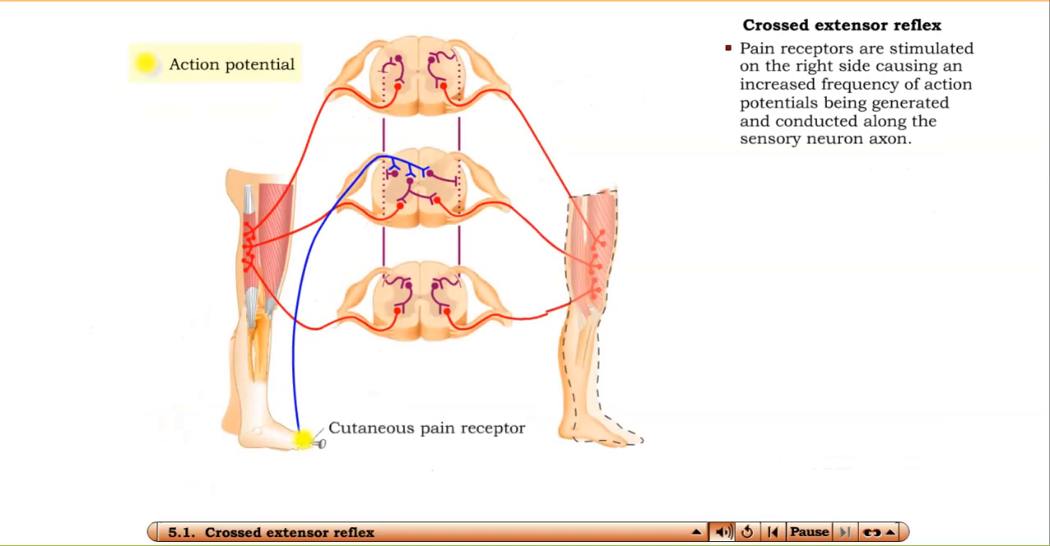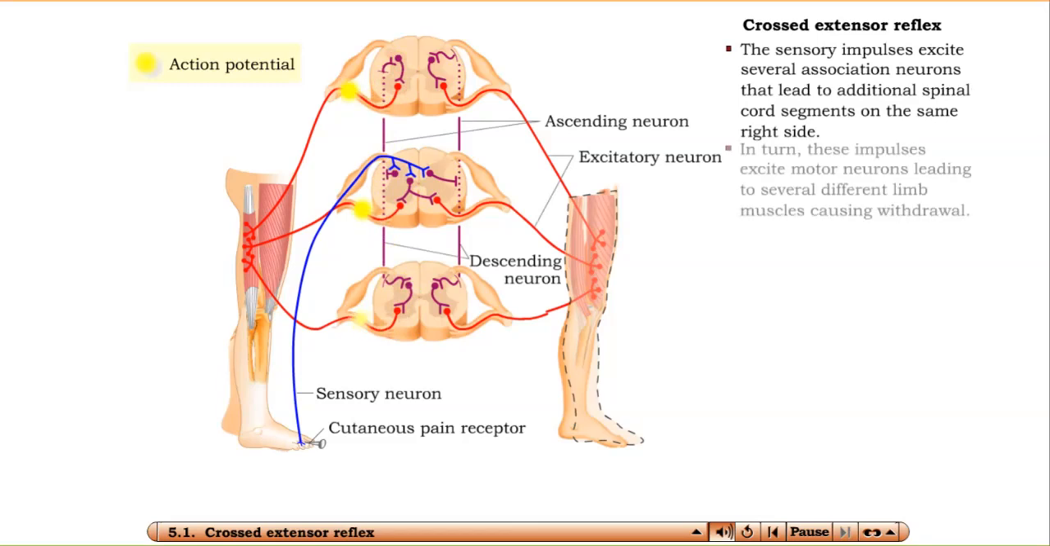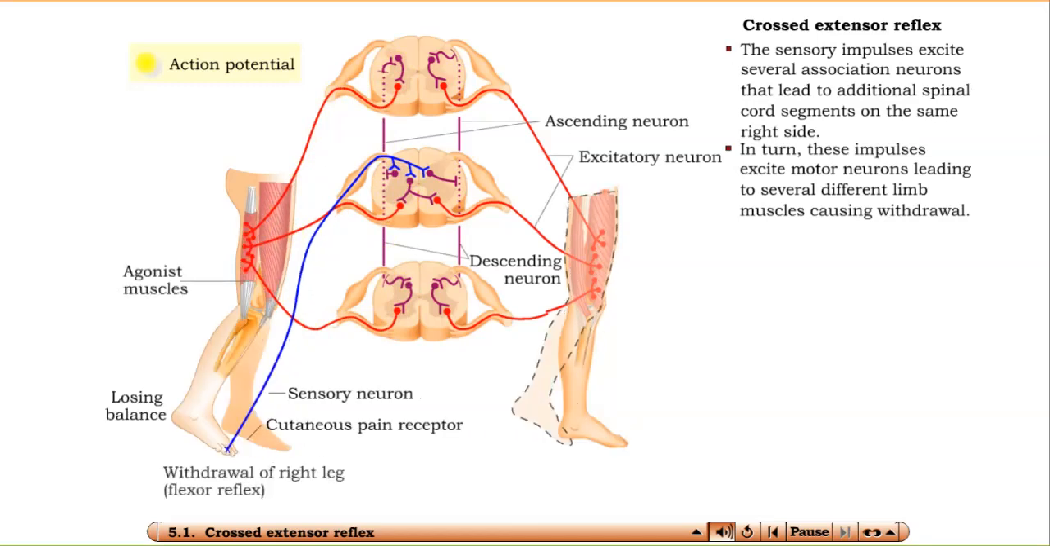Pain receptors are stimulated on the right side, causing an increased frequency of action potentials being generated and conducted along the sensory neuron axon. In the spinal cord, the sensory impulses excite association neurons, leading to other segments on the same right side. These association neurons excite motor neurons on the right side that lead to several different limb muscles and cause withdrawal of the foot.